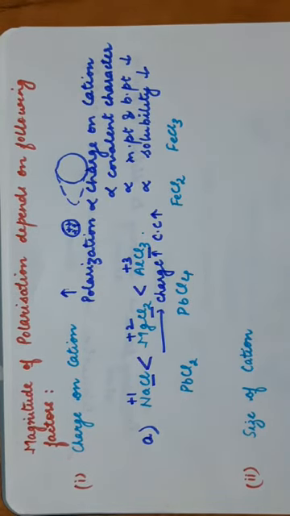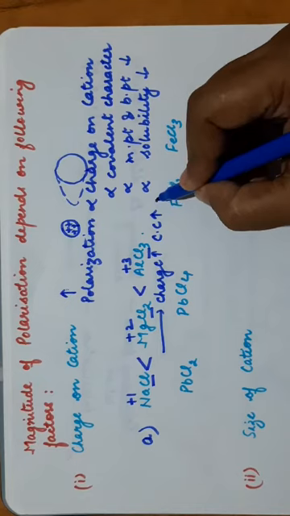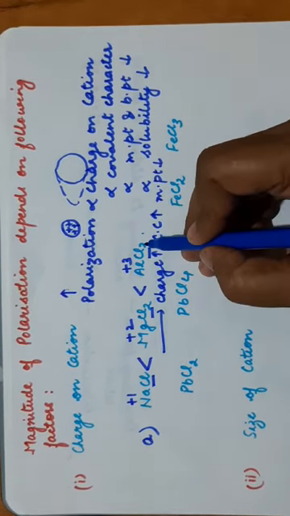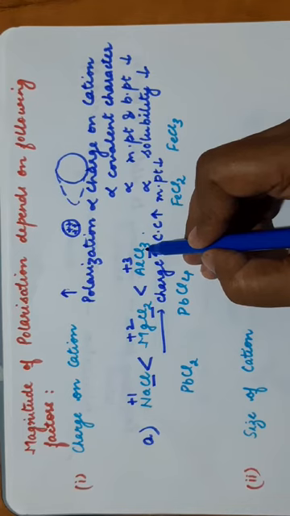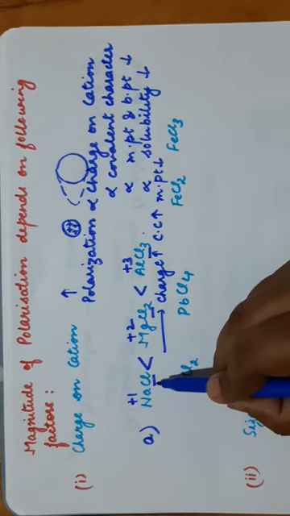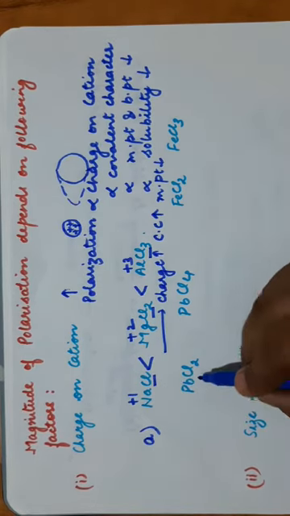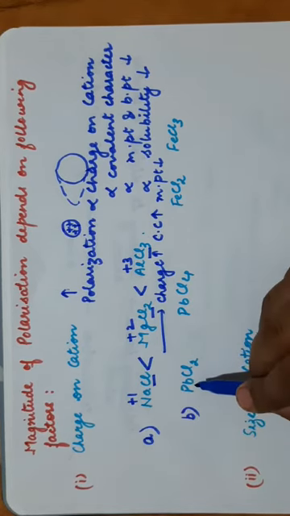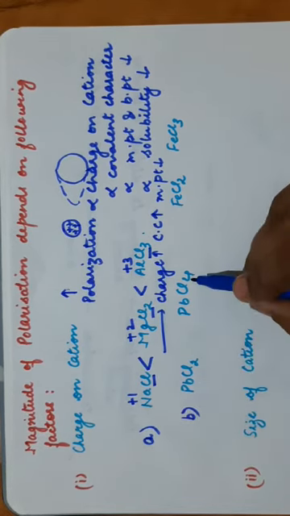So what will happen to the melting point? Melting point will decrease. So which has the lowest melting point? AlCl3 will have the maximum covalent character and minimum melting point. NaCl will have maximum ionic character and maximum boiling point, melting point. Now we will discuss about case second, PbCl2 and PbCl4.